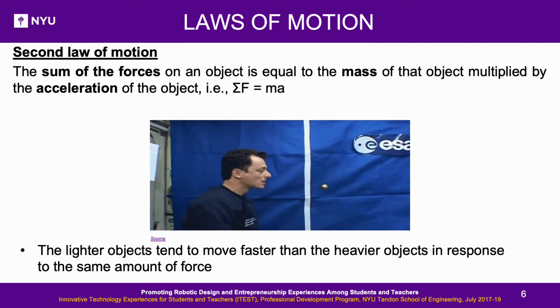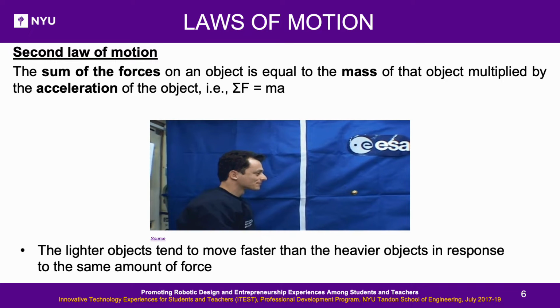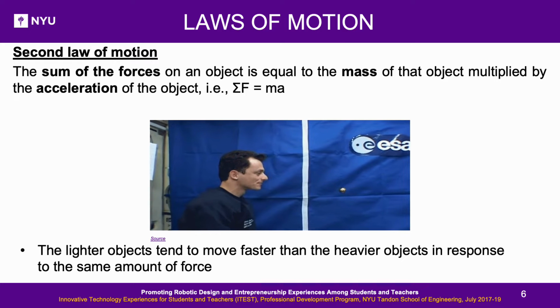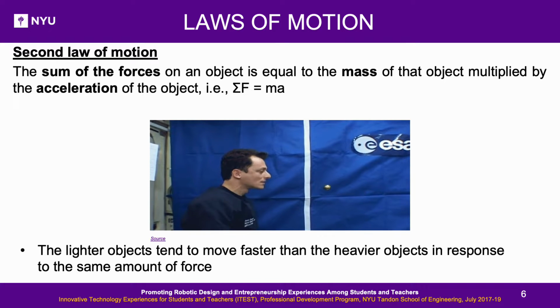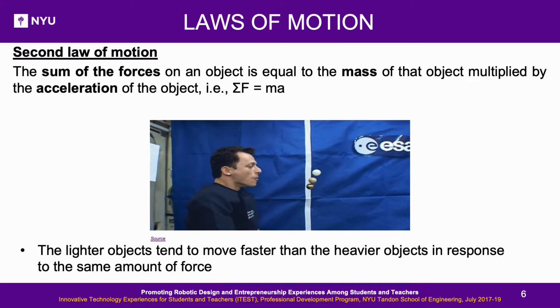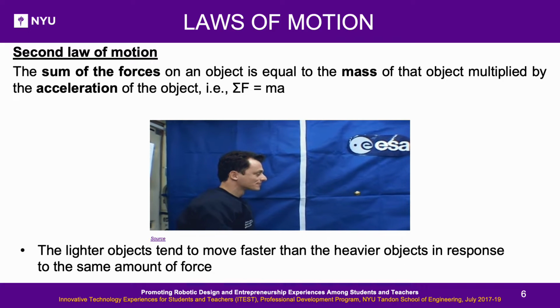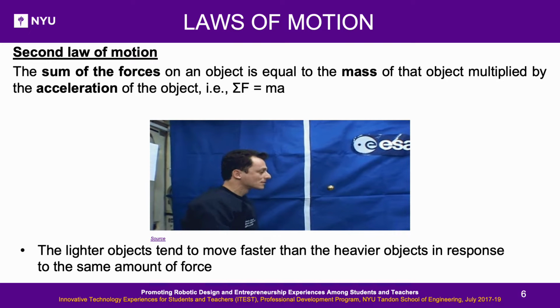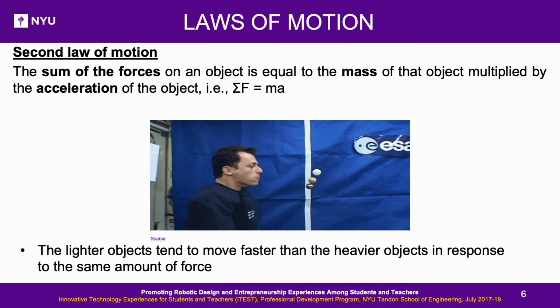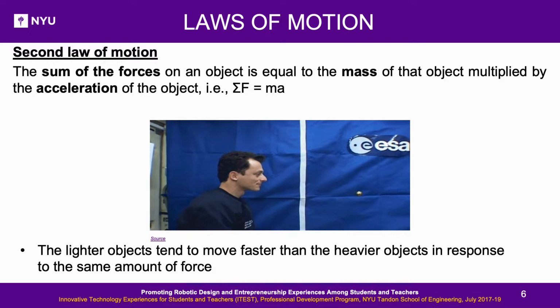Laws of motion. Newton's second law states that the sum of the forces on an object is equal to the mass of that object multiplied by the acceleration of the object. Here 3 balls are used: a copper ball, a rubber ball, and a plastic ball. Since the mass of the copper ball is more than the mass of the other 2 balls, for the same application of force, the copper ball moves slower than other lighter balls. Hence large force is needed to move the heavier objects.